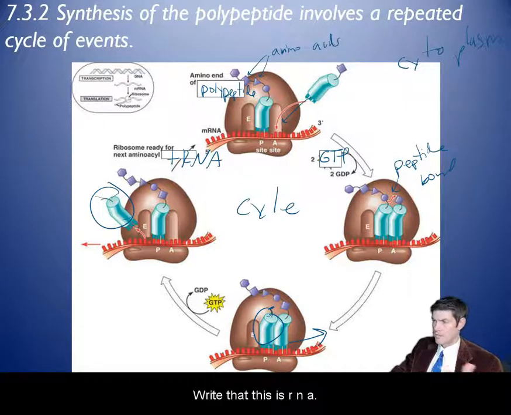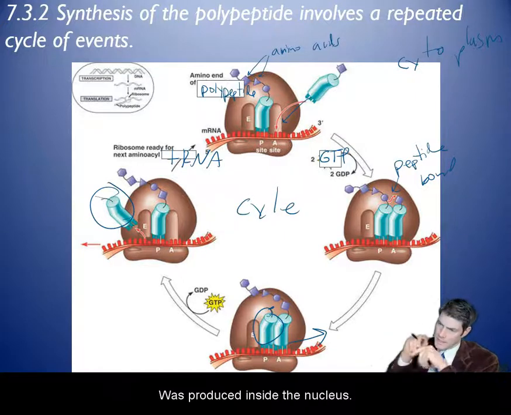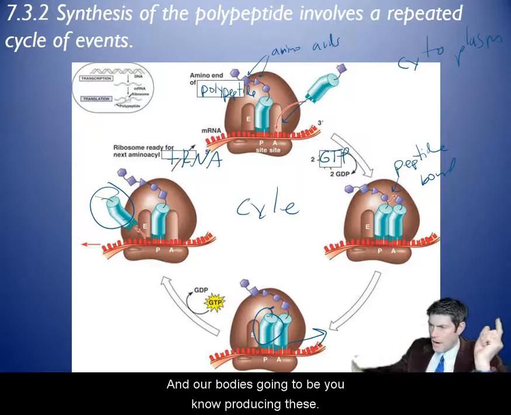Alright, this RNA was produced inside the nucleus, leaves the nucleus, enters the cytoplasm, and our body is going to be producing these.